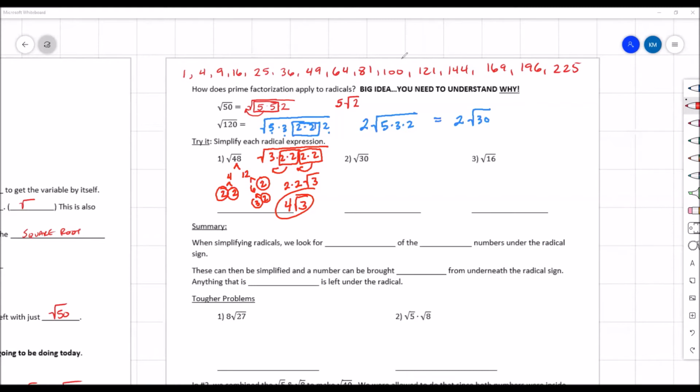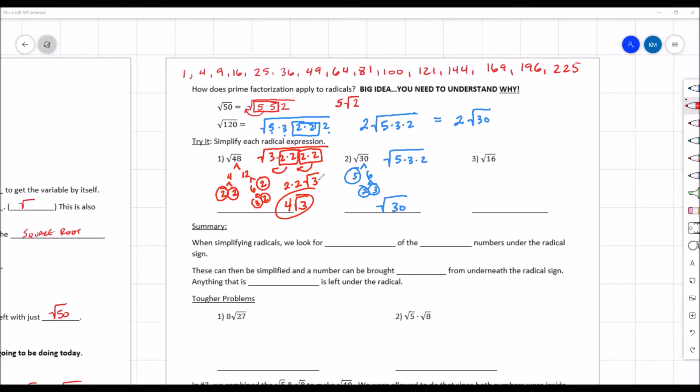In the next problem, we have radical 30. As we break this down, we can say, okay, that's 5 times 6. 5 is prime. 6 is 2 times 3. You'll notice as we look at this, there aren't any pairs. 5 times 3 times 2, no pairs. So in simplest radical form for radical 30, we can't take anything to the outside, and everything that's left on the inside we multiply together. That gives us radical 30.